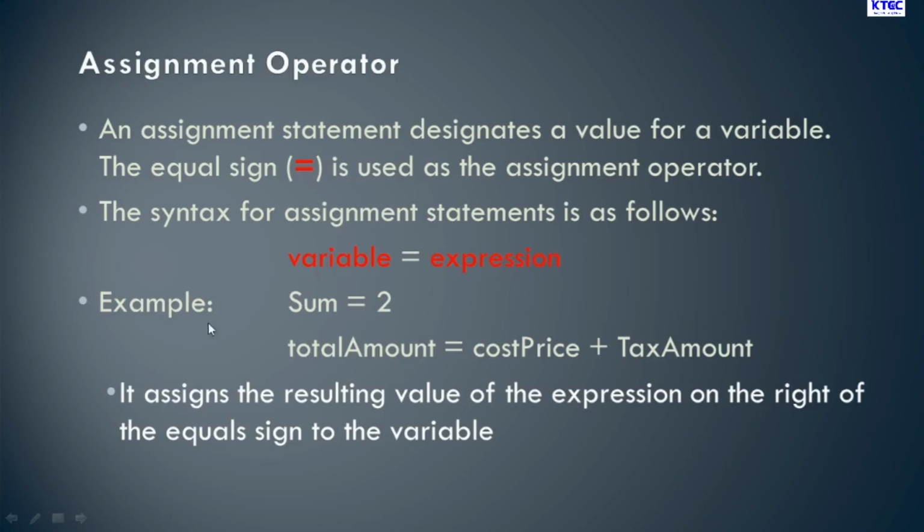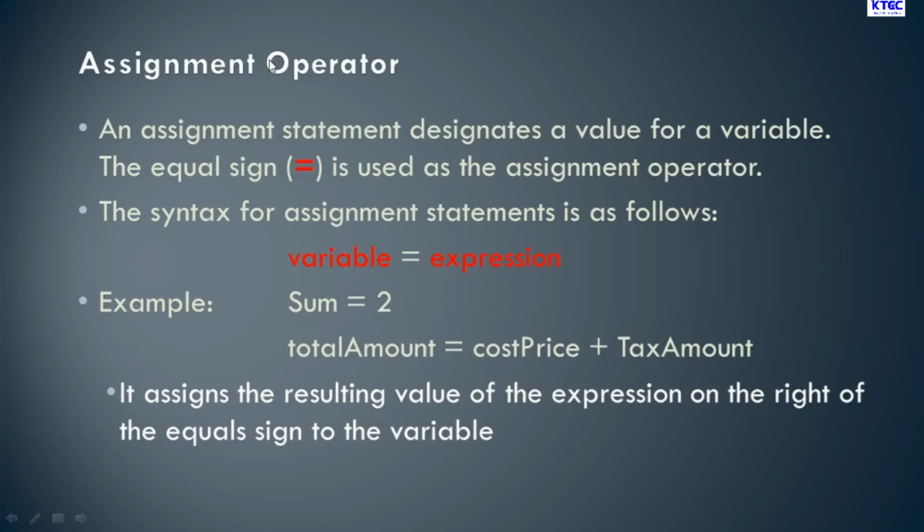Now let's look at this example. Sum is equal to 2. What I'm doing here is I'm assigning the 2 to the sum. So I use the assignment operator. Total amount is equal to cost price plus taxed amount. So the result here is going to be stored in total amount. I'm assigning the result here to this, so whenever I call the total amount, I'll get this result. So basically, that is that.